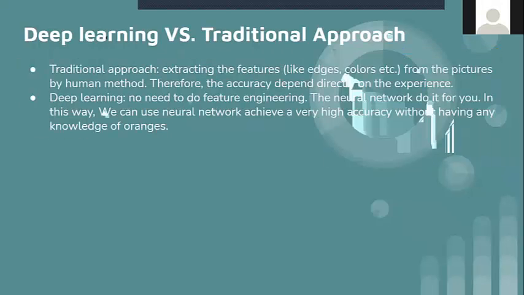Moving on to the next slide, just a little background on deep learning. The traditional approach is basically extracting features like edges and colors from the pictures using human methods and meta-heuristic algorithms, so the accuracy depends directly on human experience. With deep learning, there's no need for feature engineering. We can just use the neural network and the layers that we come up with to do it for us. This way, we can achieve very high accuracy without having any knowledge of different types of oranges.